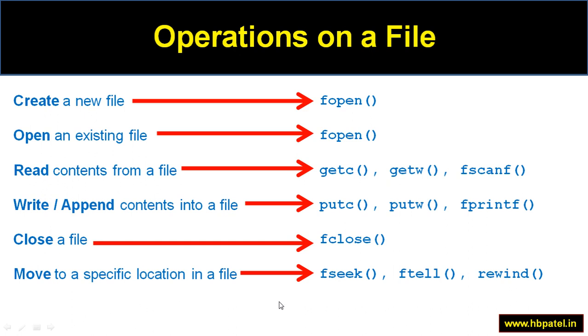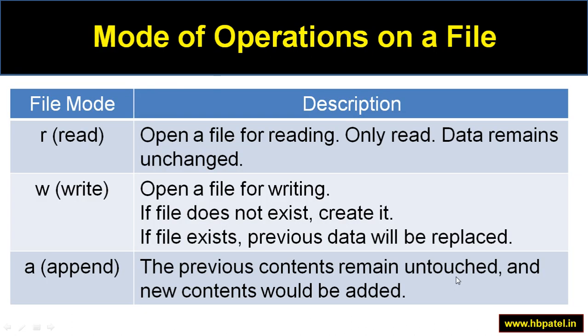And for random accessing, we have a few functions like fseek, ftell, and rewind. We will not be going into the details because we have a very nice program in our next video explaining these things very easily. So now let's come to the modes of operation. When you open a file, we have three different modes. I can open the file in read mode, I can open the file in write mode, and I can open the file in append mode. What is the difference? Let us start understanding one by one.